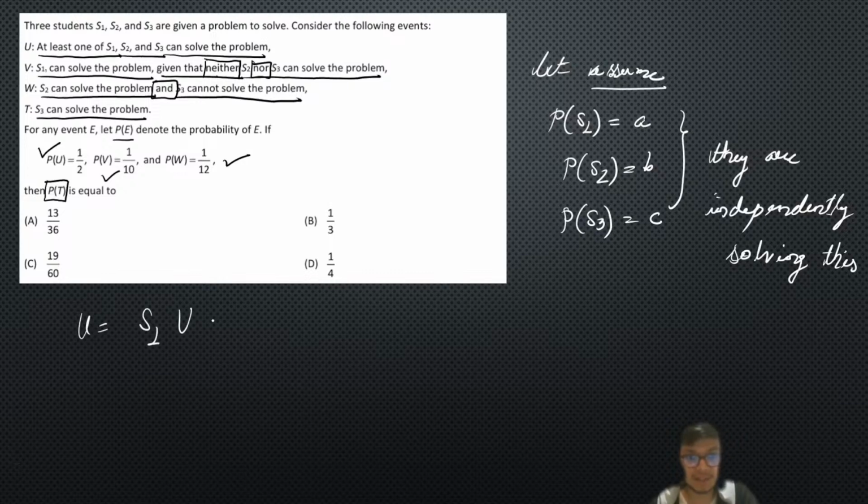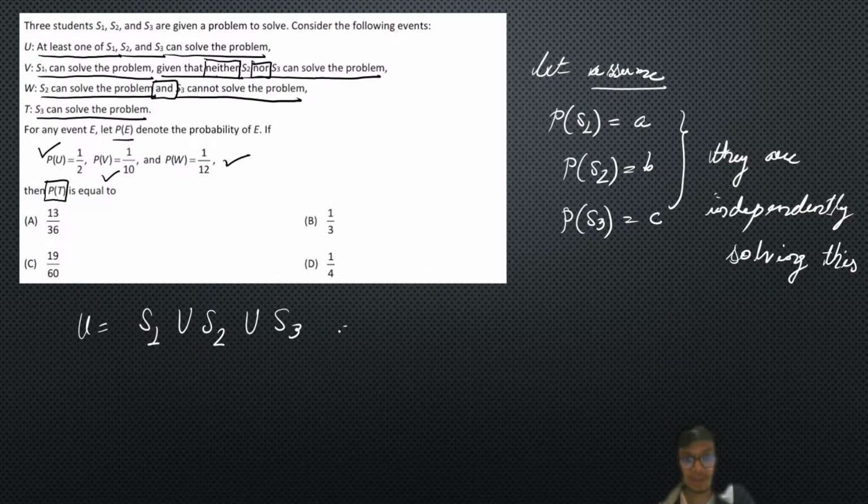That means basically U is S1 union S2 union S3. It is said that at least any one of them can solve the problem. It can also happen that at least two of them can solve the problem, or at least three of them can solve the problem. So it is just simply the union of three sets, or I would say three events.